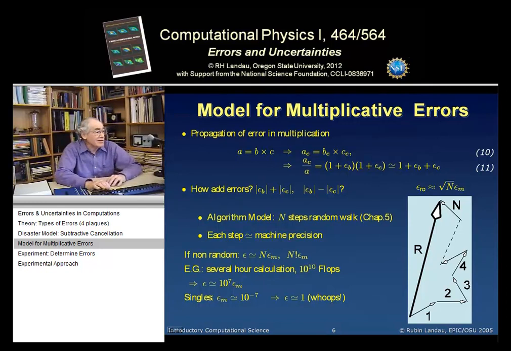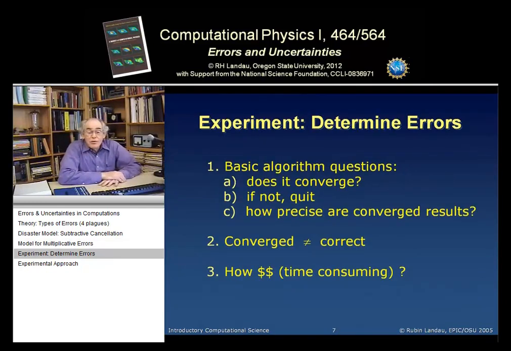So let's see what the next slide shows. How do we do this? Well, one of the approaches that computational scientists use is to say we are, after all, scientists.